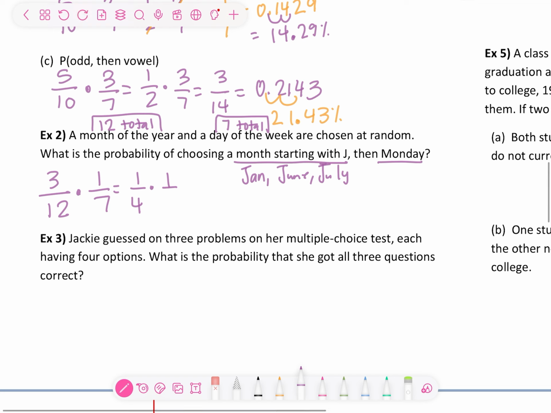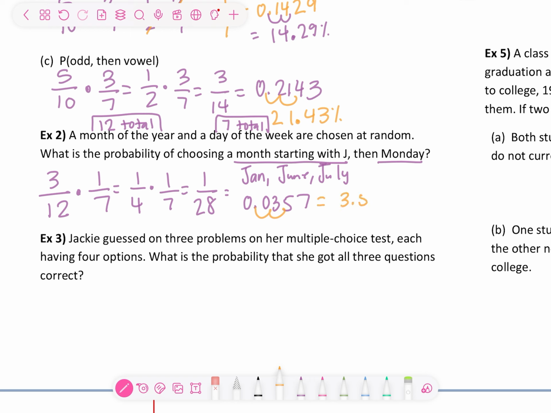And then multiply numerator to numerator, denominator to denominator. 1 times 1 is 1. 4 times 7 is 28. This is not looking very likely. 1 divided by 28 is equal to 0.0357, or about, if I change this to a percent, it's about 3.57%. Not very likely in this scenario.